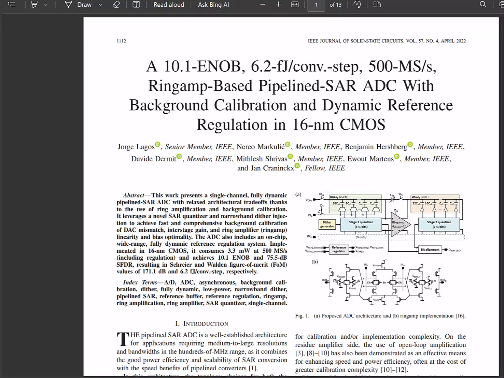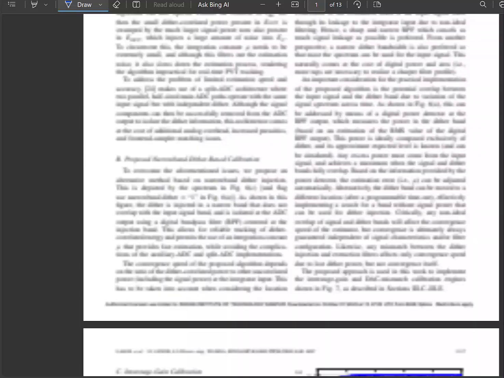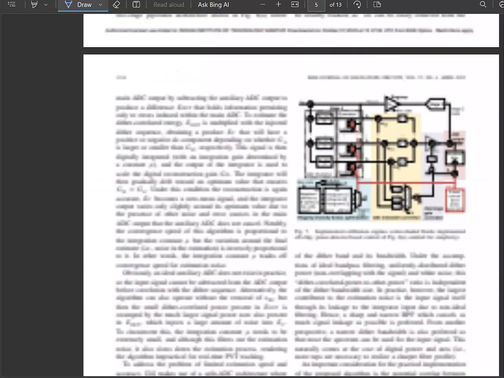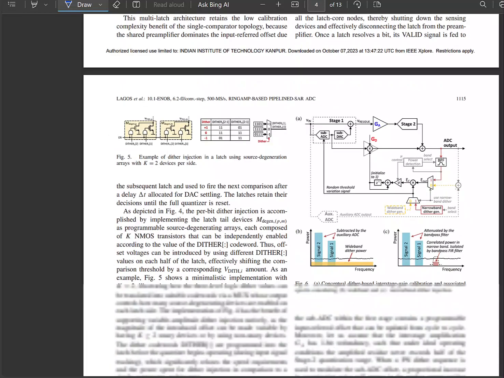Yeah, so this is one of the recently published JSSC papers in 2022. Again, it's a pipeline SAR. It has a lot of details, but I'll just show the calibration information. I think it was done here.